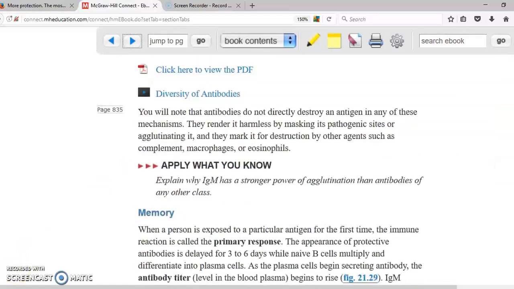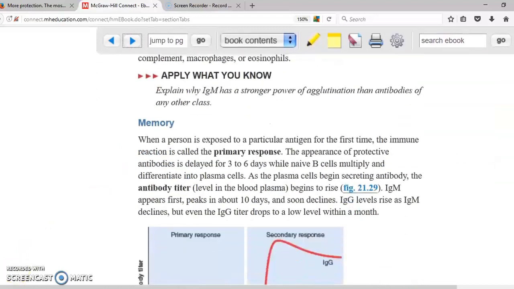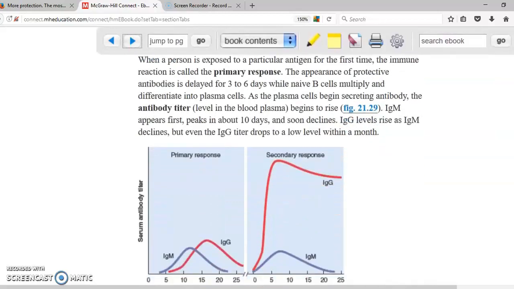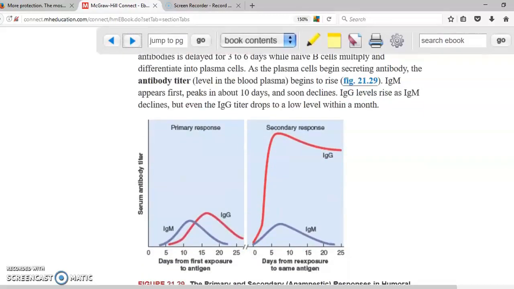After all this process happens with the antibodies, we are going to get memory. The memory is obviously very important because you're going to have antibodies that play an important role in it. You have here the primary response. You have the infection for the very first time with an antigen. Right here you can see on day 5, basically you're going to have IgM first, and then IgG.